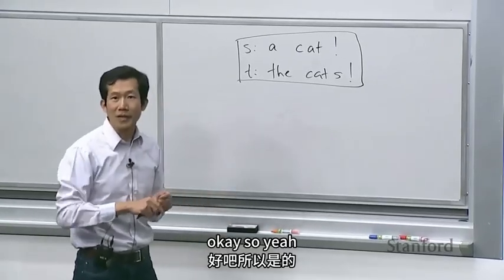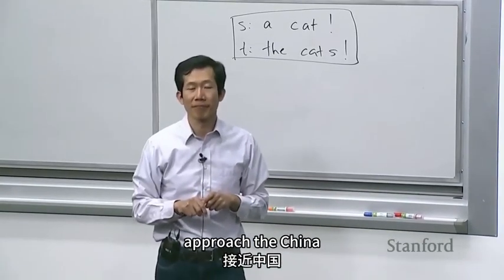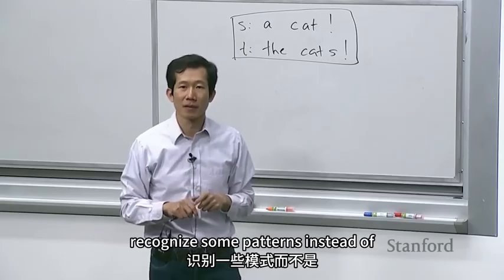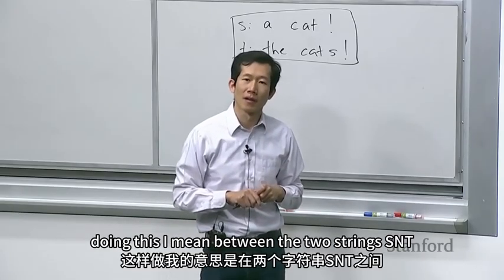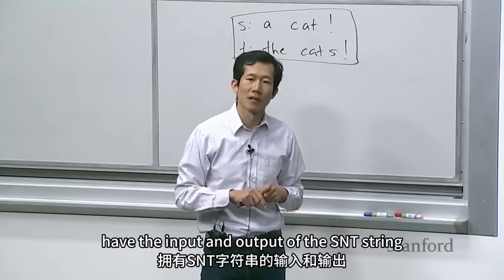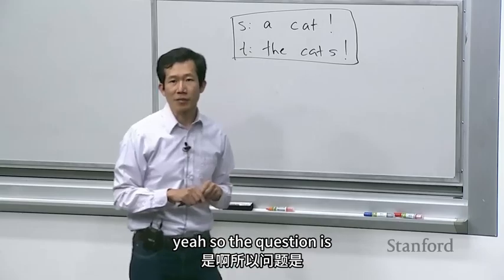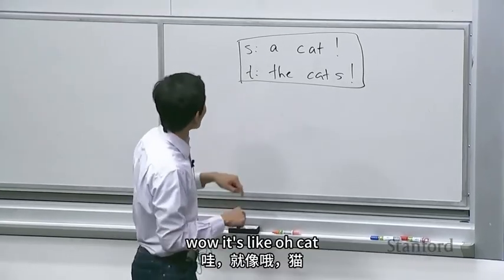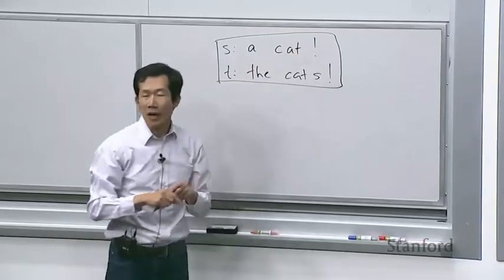Okay, so instead of doing this, wouldn't the more viable approach be trying to recognize some patterns between the two strings, S and T, some sort of pattern that is included in both of the S and T strings? Yeah. So the question is, maybe you can recognize some patterns. Like, oh, cat, maybe those should be lined up.